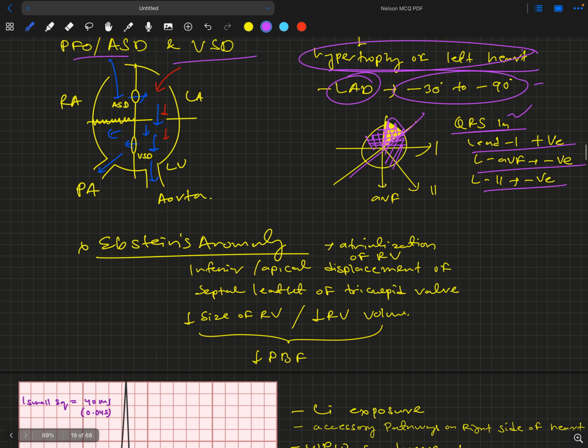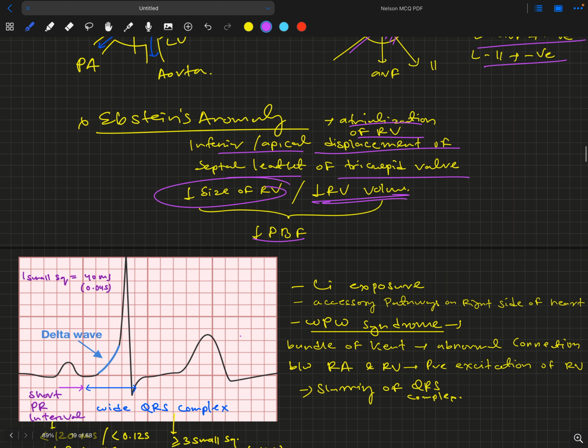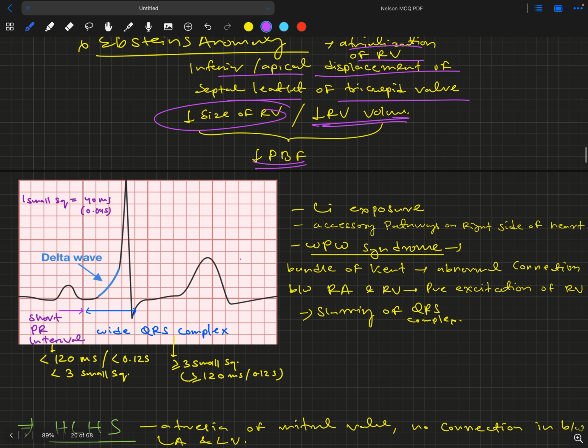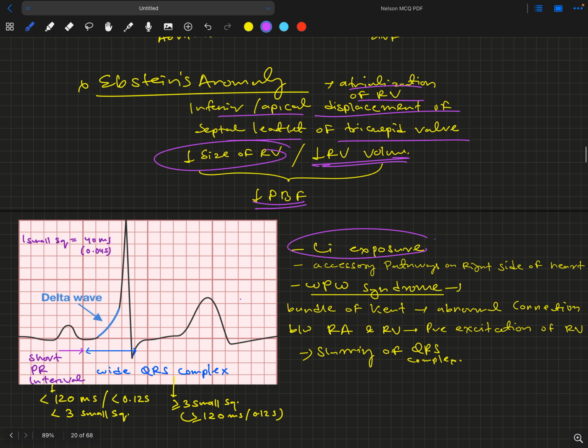Now let's discuss Ebstein's anomaly. Ebstein's anomaly is due to atrialization of the right ventricle, inferior or apical displacement of the septal leaflet of the tricuspid valve, decreased size of the right ventricle, decreased right ventricular volume, and decreased pulmonary blood flow. Ebstein's anomaly is due to lithium exposure to the mother, and accessory pathways on the right side of the heart, like WPW syndrome. That is called bundle of Kent. Bundle of Kent is the abnormal connection between the right atrium and right ventricle.